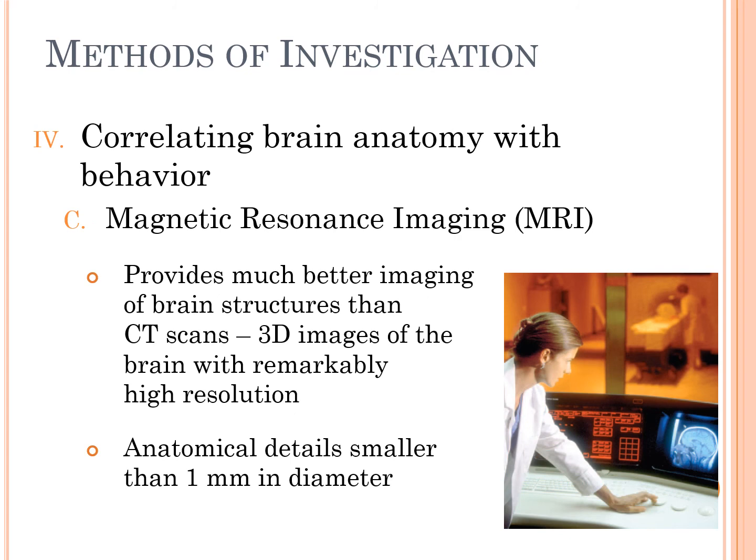So the MRI provides much better imaging of brain structures than CAT scans, and we get these 3-dimensional images of the brain with remarkably high resolution. You can see a scientist there looking at an MRI. It's a little bit smaller than I'd like, but you can see the spatial resolution on those brain structures. You can look at anatomical details smaller than 1 millimeter in diameter.